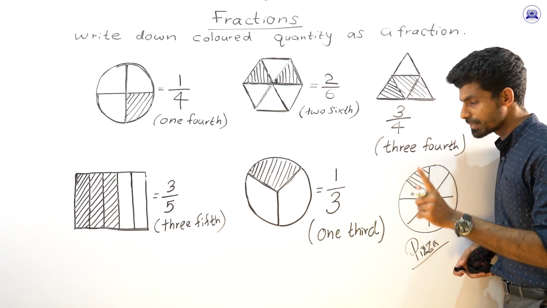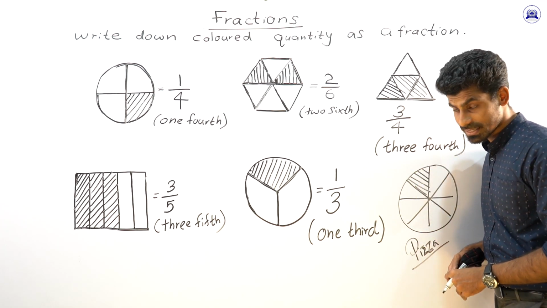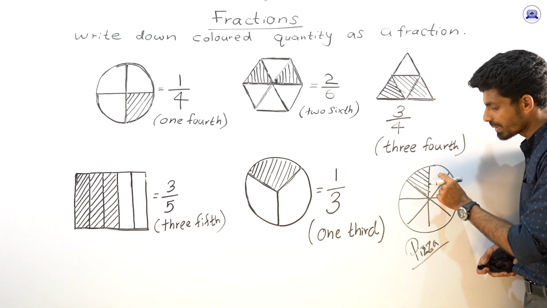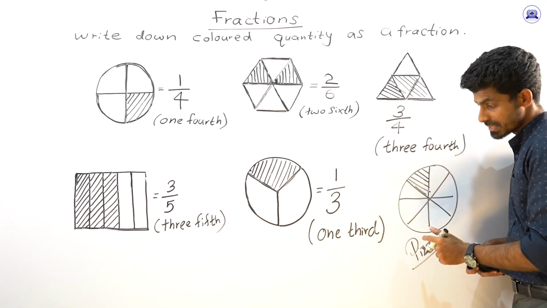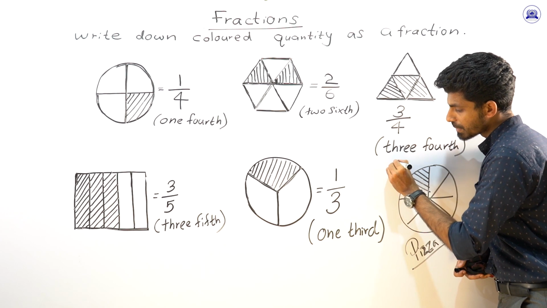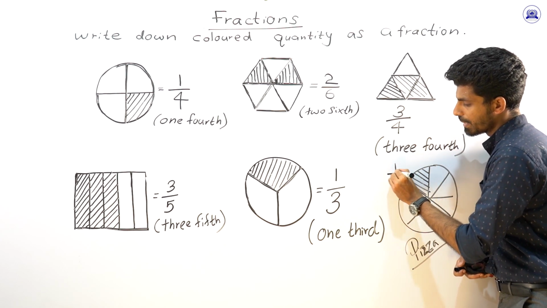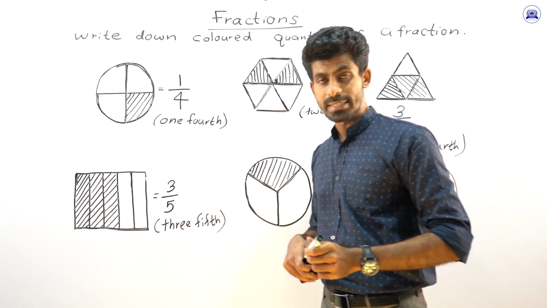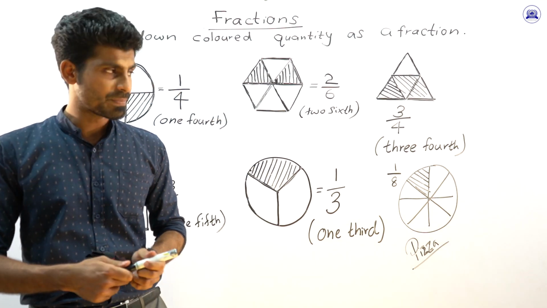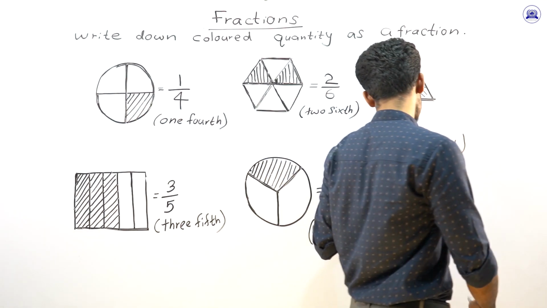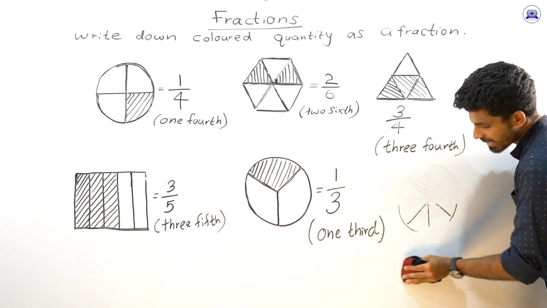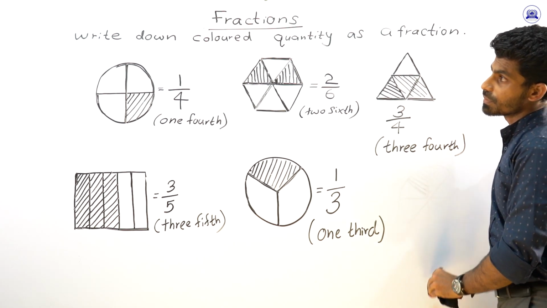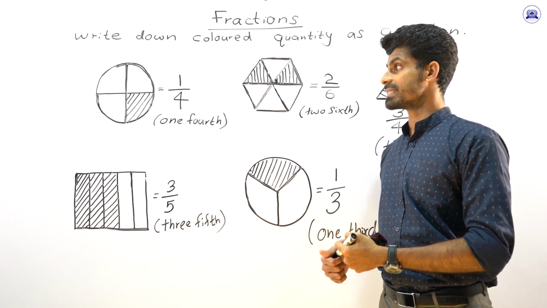Can you say that as a fraction? 1, 2, 3, 4, 5, 6, 7, 8. There are 8 portions, so that means 1/8. So I gave you some very basic examples. I think that part is very clear for you. So now you know what a fraction is.